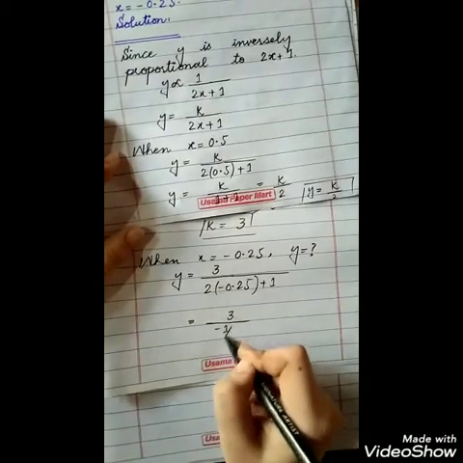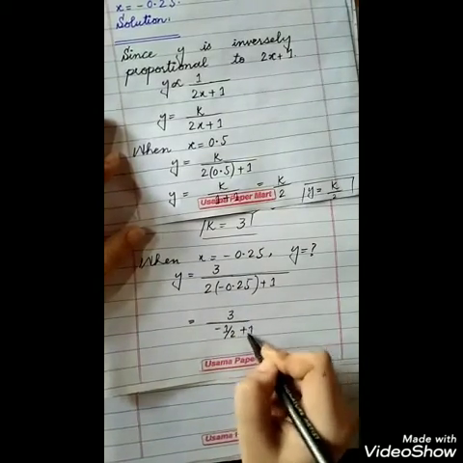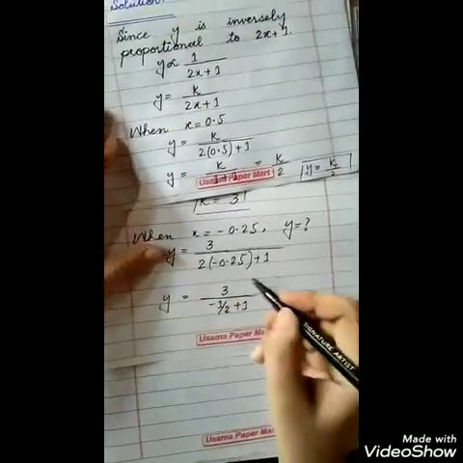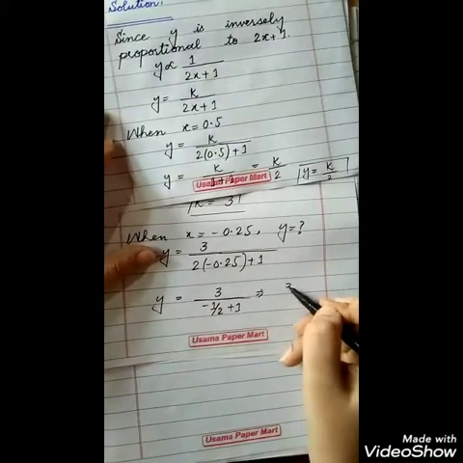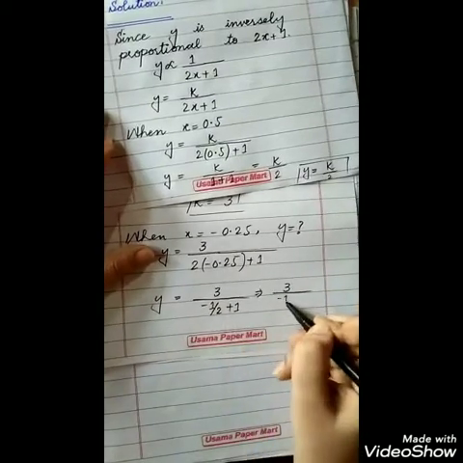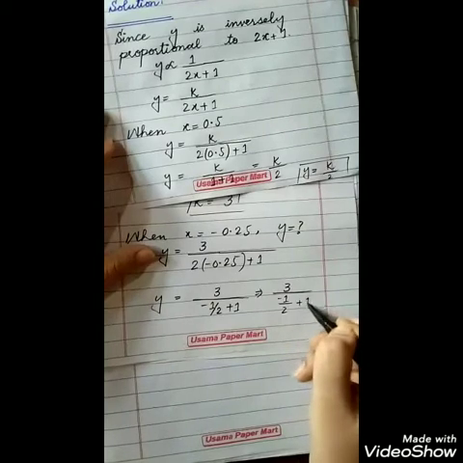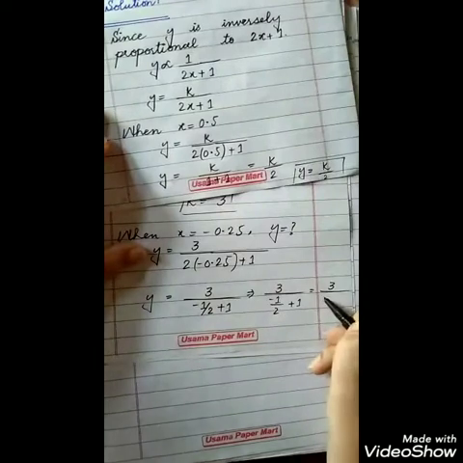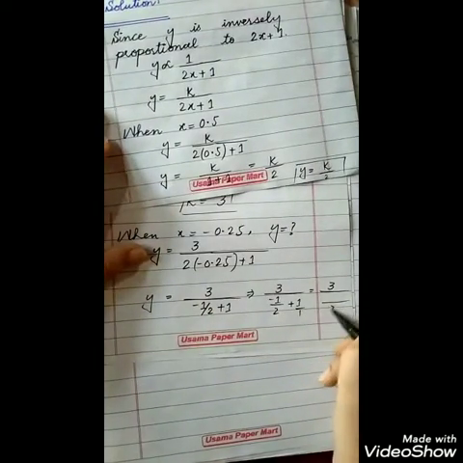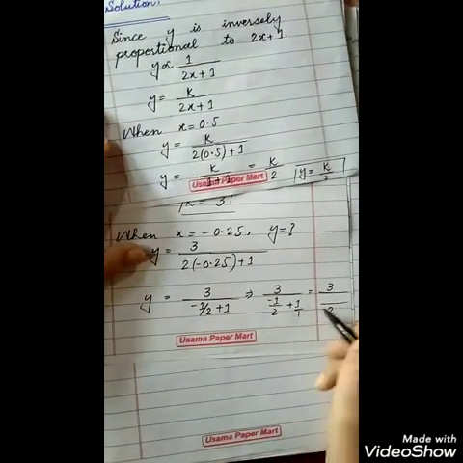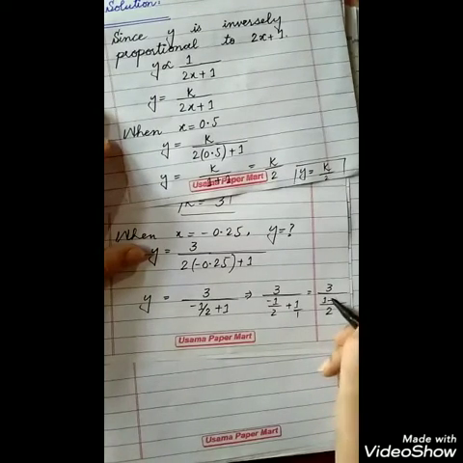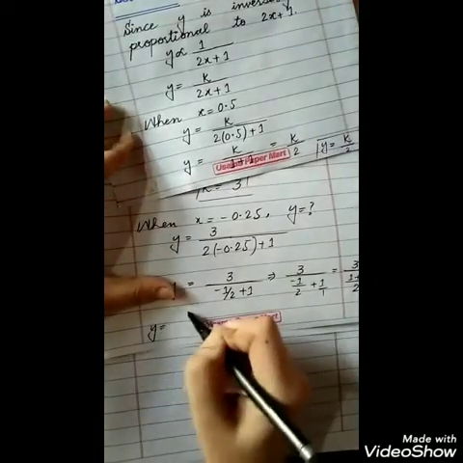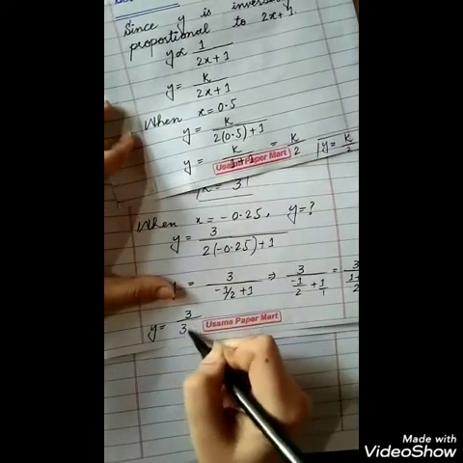If we multiply them, we will get minus 1 by 2 plus 1. After multiplying we got minus 1 by 2, and now we will take the LCM in the denominator. Minus 1 by 2 plus 1 is equal to 1 plus 2 over 2, which is 3 by 2. So y is equal to 3 over 3 by 2.